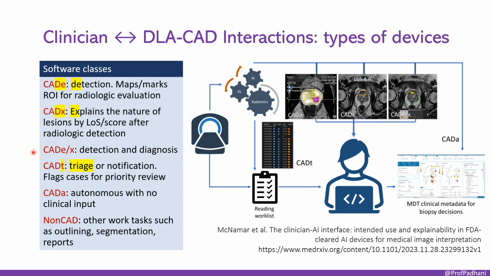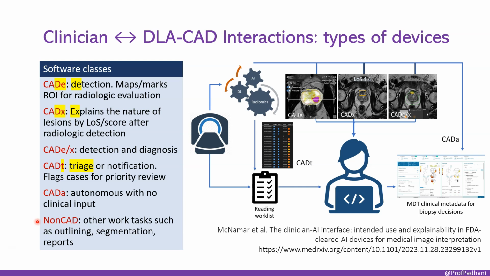Okay. What about CADt? CADt is for computer-aided triage. These tools help prioritize which cases should be read first, maybe based on an AI assessment of high risk or urgency. Useful for workload management. Potentially, yes. CADa would be for autonomous interpretation, where the AI makes the diagnosis on its own. Which isn't standard practice for primary diagnosis in prostate MRI yet. No, definitely not. And then non-CAD just refers to other AI tasks like segmentation for planning or maybe helping generate the report text, but not direct detection or diagnosis.